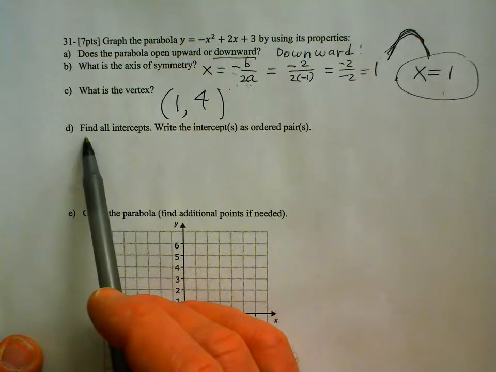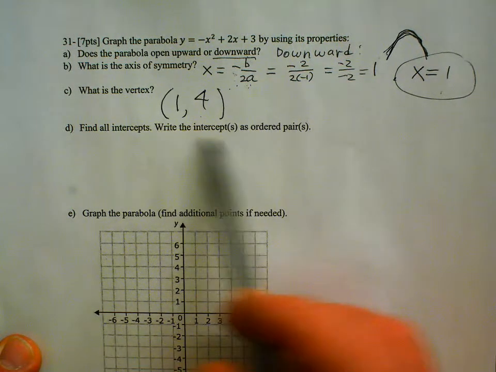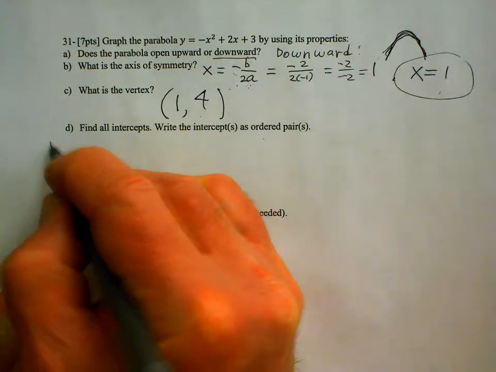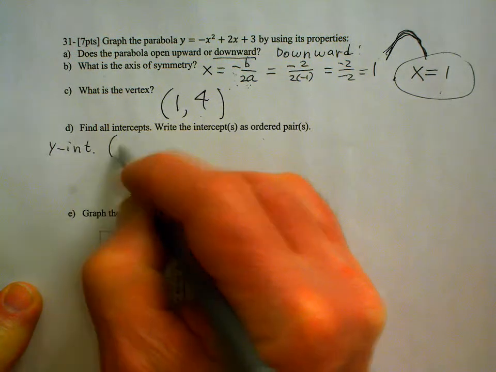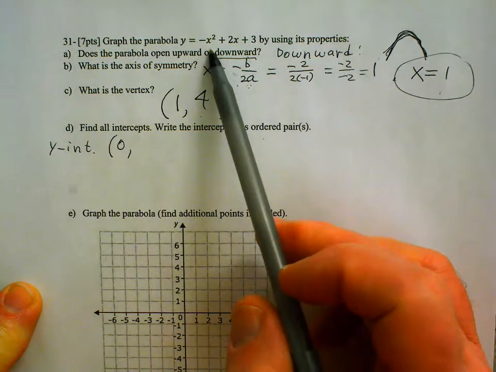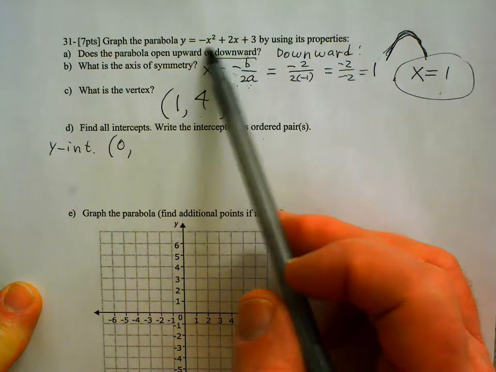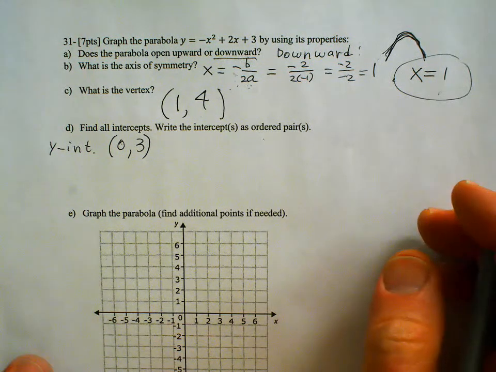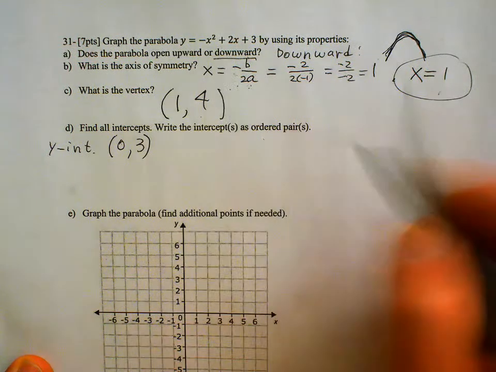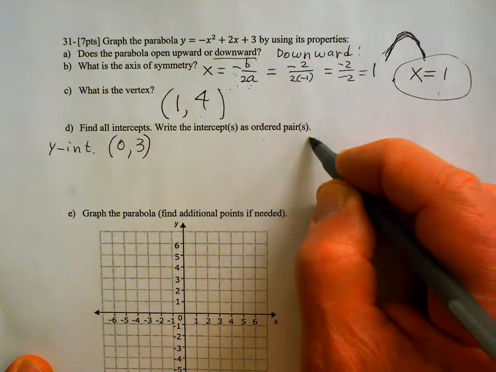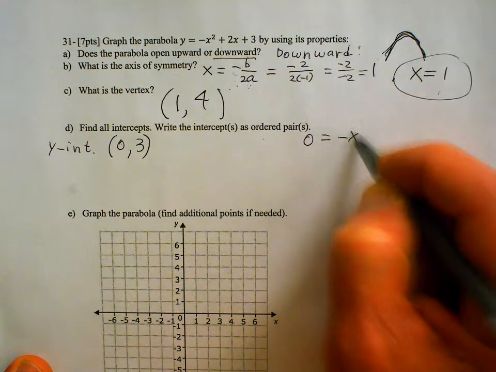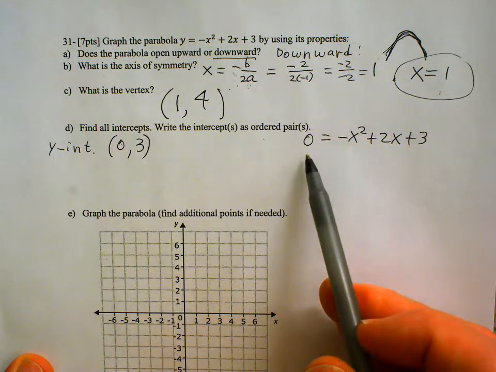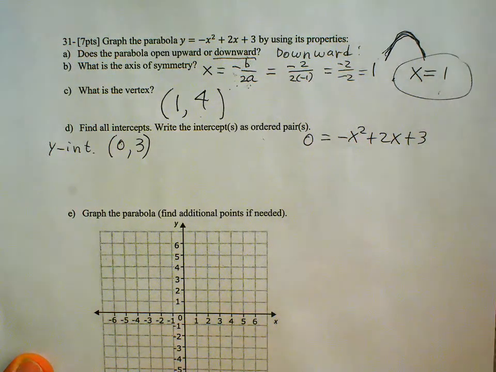And then in part D, find all intercepts and write the intercepts as ordered pairs. The y-intercept occurs when x is 0. And so from the quadratic function, when x is 0, the y-coordinate is 3. And then to find the x-intercepts, we replace y with 0. 0 equals negative x squared plus 2x plus 3. And then we solve this equation for x.